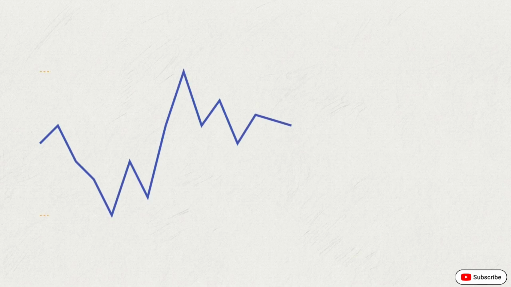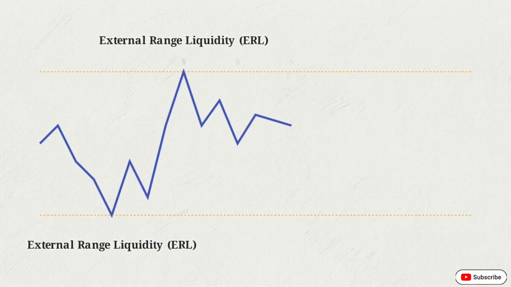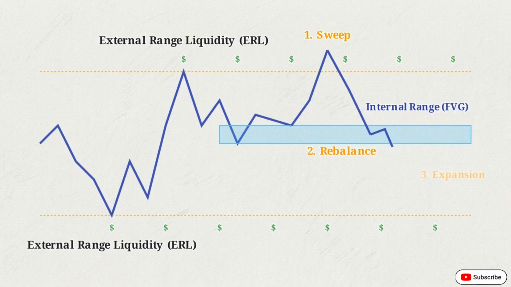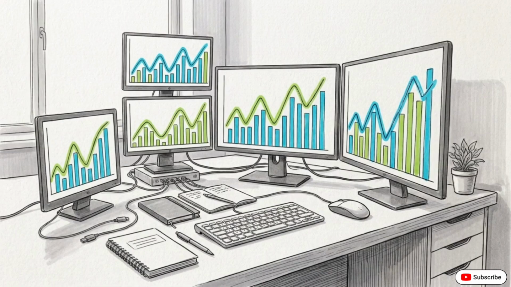This graph shows a fluctuating price range. Top and bottom peaks represent external range liquidity, where stop losses accumulate. Inside lies internal range liquidity, the short-term imbalances. The cycle repeats. Price sweeps an external high, rebalances an internal gap, then expands to the opposing external low. Memorizing this specific sequence of delivery provides a framework for predicting the market's next destination without chasing individual candles.